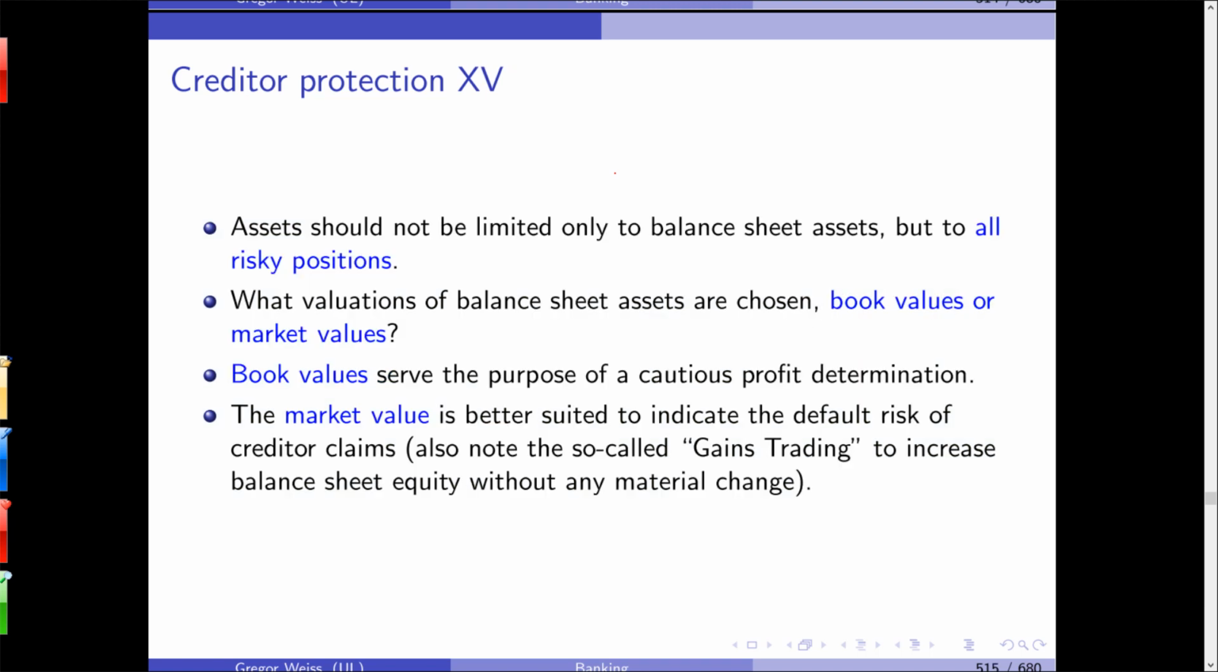Now, assets should not be limited only to balance sheet assets, but to all risky positions. Then, what should you use? Market values, book values. What we will later on see is that capital needs to be called regulatory capital because it includes equity and some parts of debt. Which parts of debt would you include in regulatory capital? Any idea?